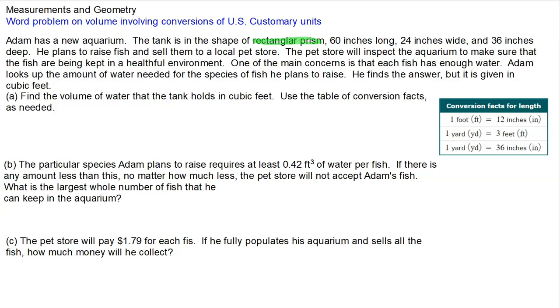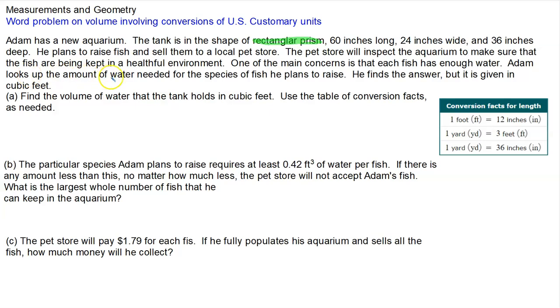This particular rectangular prism has the dimensions of 60 inches long by 24 inches wide and 36 inches deep. Now he plans to raise fish and sell them to a local pet store, but the pet store will inspect the aquarium to make sure that the fish are being kept in a healthful environment. So that means that Adam can't just stuff a bunch of fish in this aquarium. He has to make sure he is following the requirements for the fish. And one of the main concerns is that each fish has enough water.